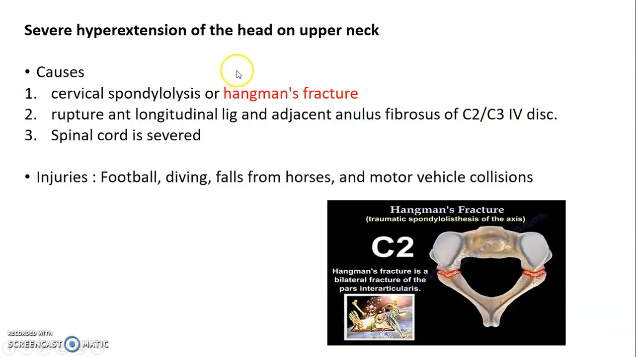So hyperextension of the head, especially when there's force that will cause hyperextension, leads to hangman's fracture, which we said is a fracture of the pars interarticularis, leading to cervical spondylolysis. Hyperextension also causes rupture of the anterior longitudinal ligament, and the spinal cord can be affected.